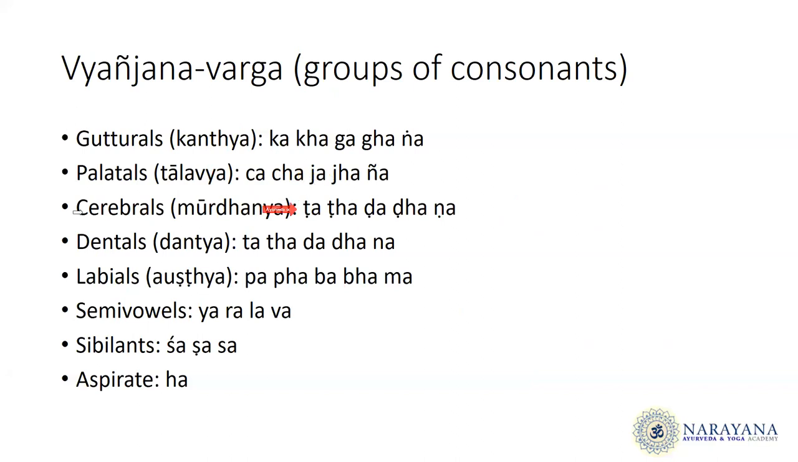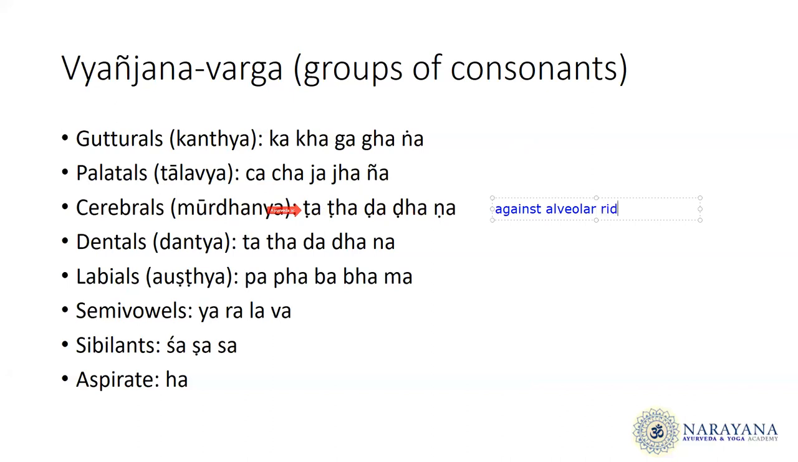And then we have the cerebrals, the murdhanyas. Ta, tha, da, dha, na. So ta is pronounced with the tongue against the alveolar ridge. What's the alveolar ridge, you ask me? Well, I'm happy to tell you. The alveolar ridge is this little ridge of gum behind the top row of your front teeth.